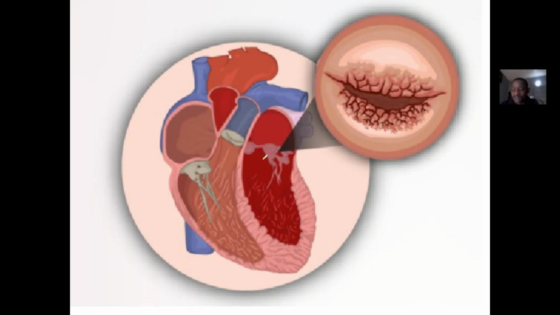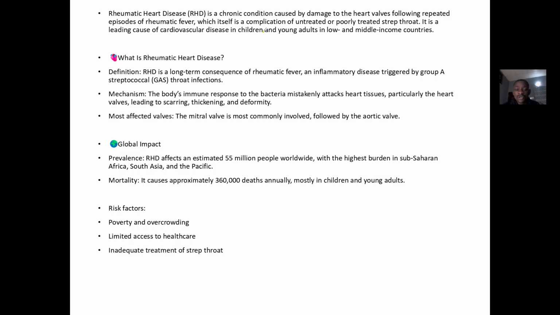the heart valves. Okay, so it's a chronic condition caused by damage to the heart valves following repeated episodes of rheumatic fever, which itself is a complication of untreated or poorly treated strep throat infection. Okay, so it's a leading cause of cardiovascular disease in children and also young adults. So it's a long-term consequence of rheumatic fever. Okay, and rheumatic fever is usually caused by group A Streptococcus.